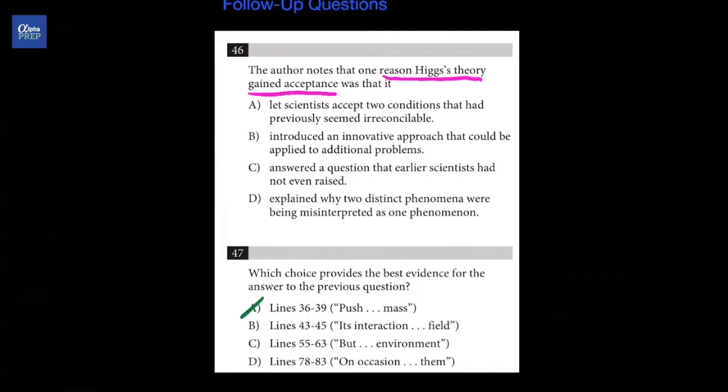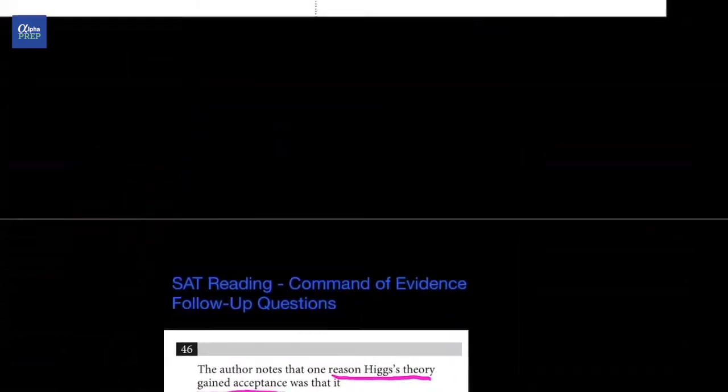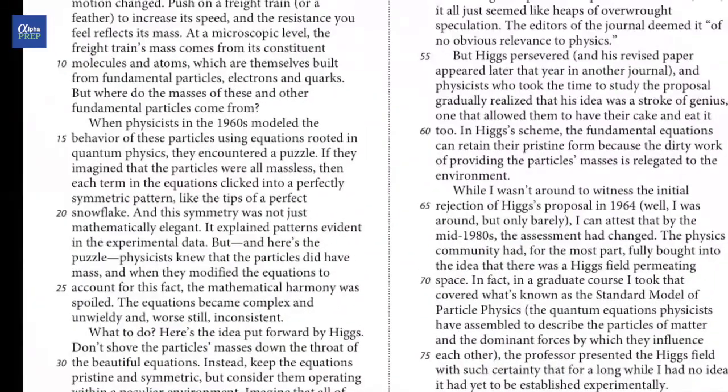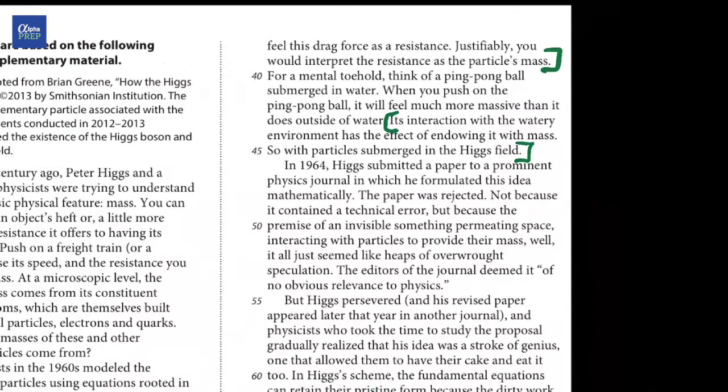Let's take a look at B, 43 to 45. Its interaction with the watery environment has the effect of endowing it with mass, so with particles submerged in the Higgs field. So again, this is just a metaphor being used to explain the Higgs field. It doesn't tell us anything about why the scientific community decided to accept it, so we can eliminate answer choice B.